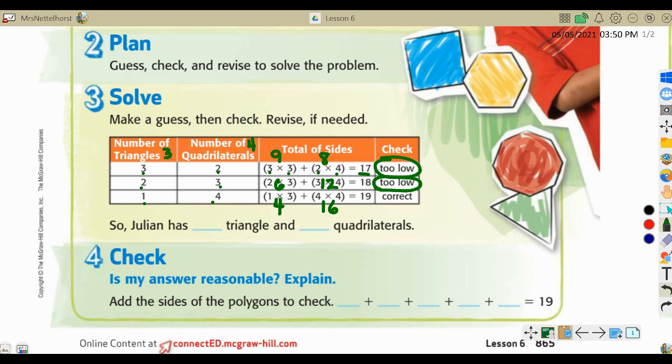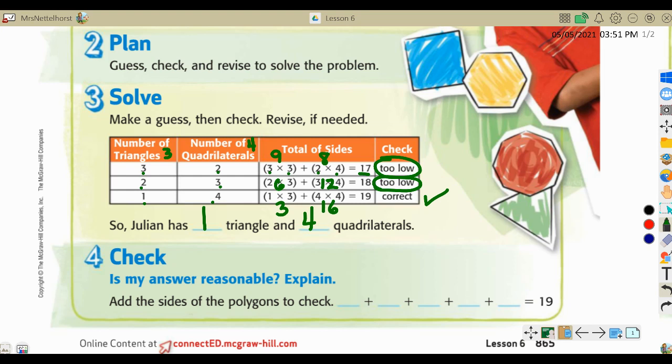Excuse me, 1 times 3 is 3, not 4. I added instead of multiplied. I looked at it right away and I was like, wait a minute, that's not right. Okay, so 1 times 3 is 3, plus 4 times 4 is 16. 3 plus 16 is 19. So this is the one that is correct. So Julian has 1 triangle and 4 quadrilaterals.